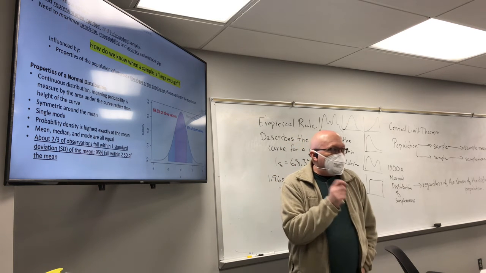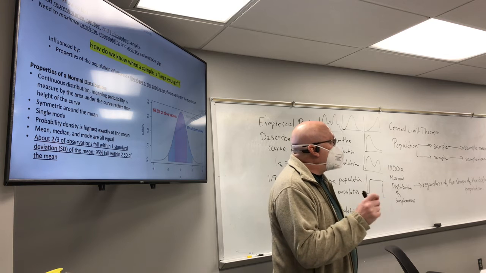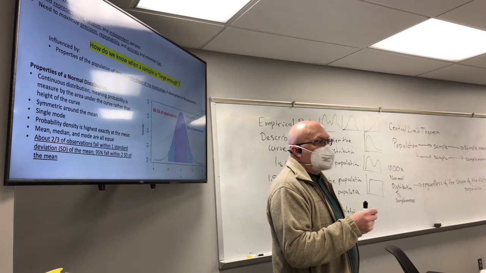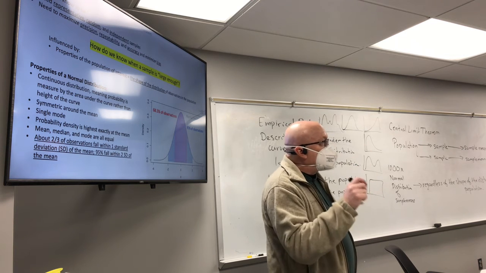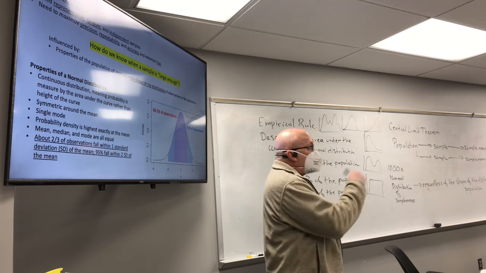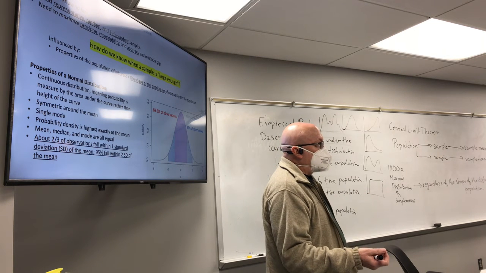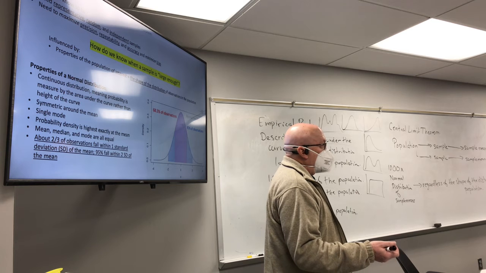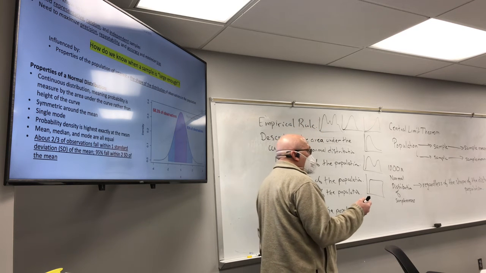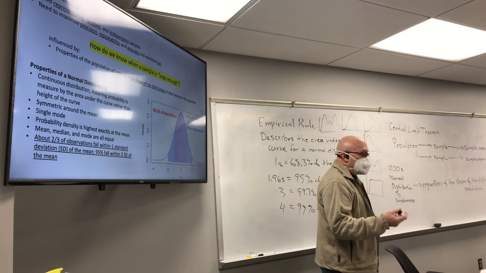If you can rely on the central limit theorem, then you can use the empirical rule to make decisions. If the central limit theorem doesn't work, then the empirical rule doesn't really help you. So the question is, does the central limit theorem actually work?